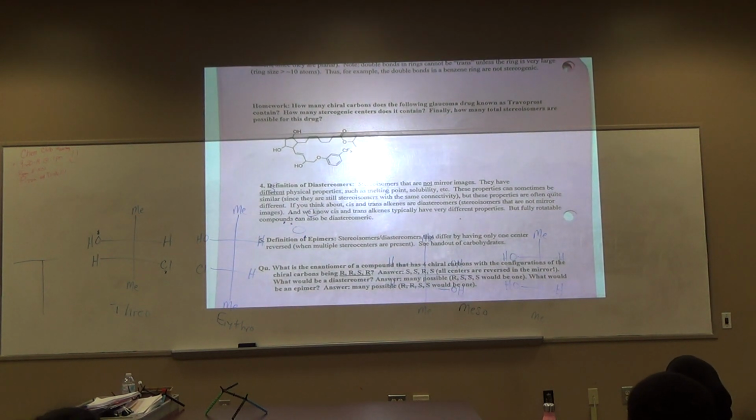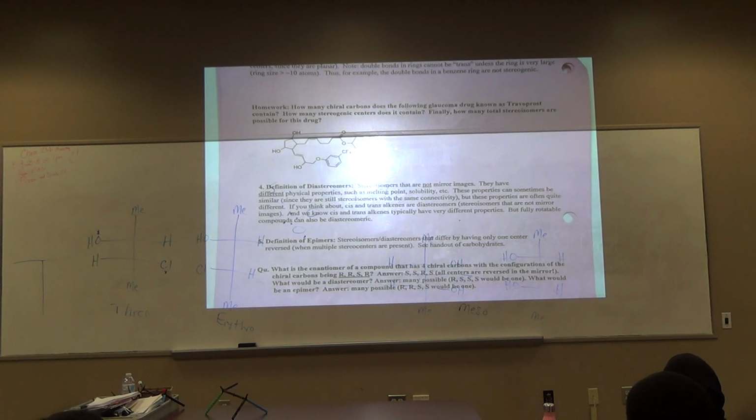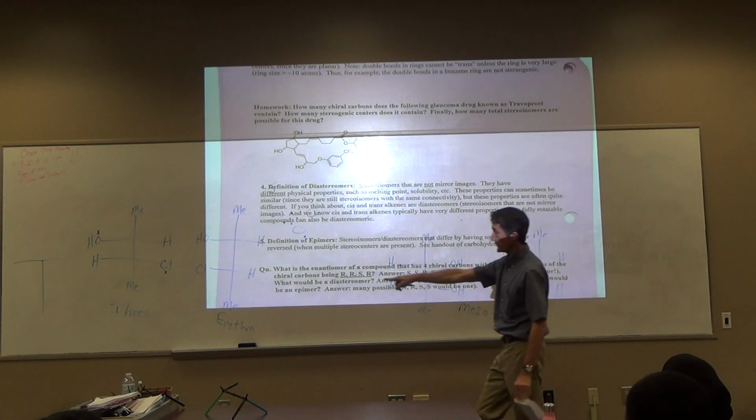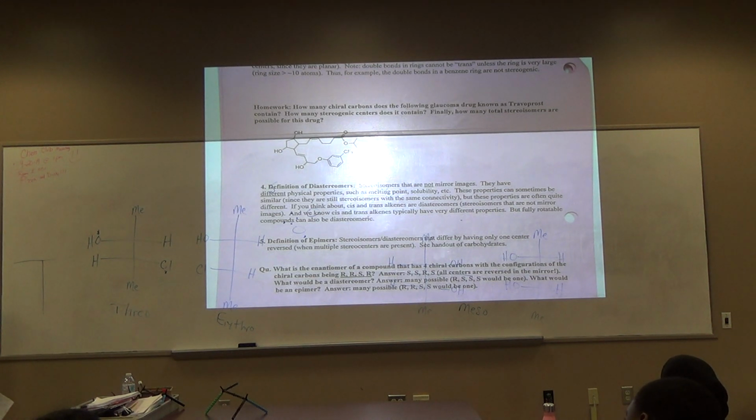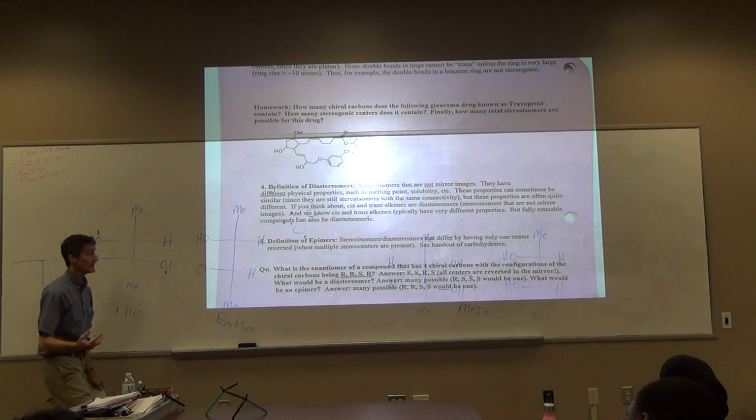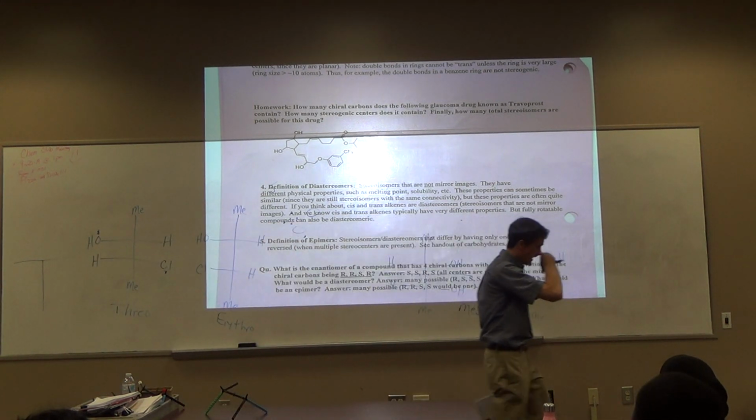Definition of diastereomers. Diastereomers can have very different properties. These two, threo and erythro, have very different properties. Those things are configured differently. Mirror images have the same configuration, just opposite. Diastereomers don't have the same configuration, but they are stereoisomers. They have the same connectivity.